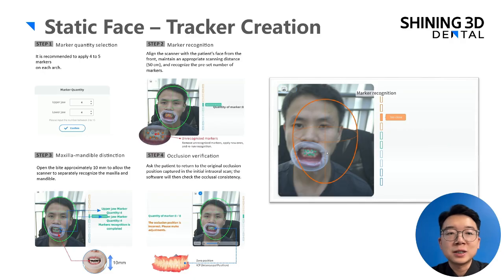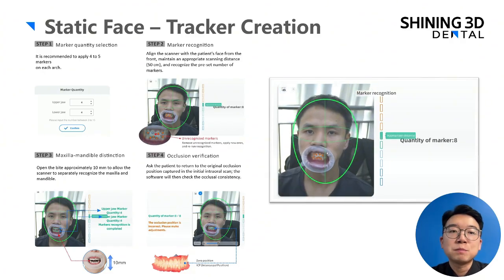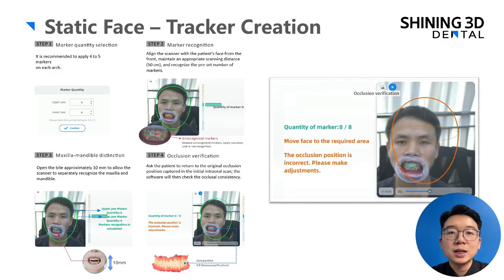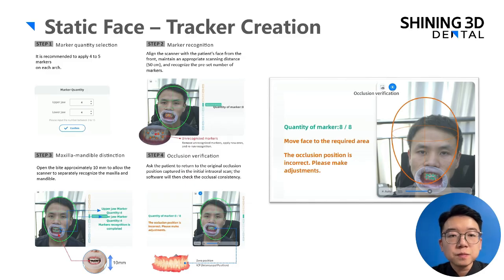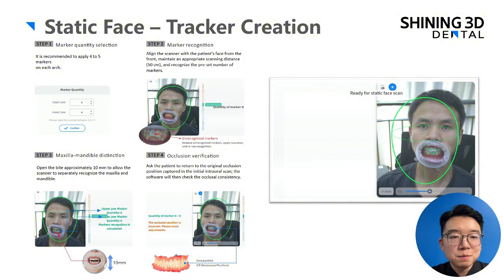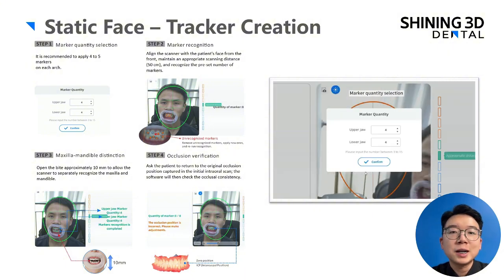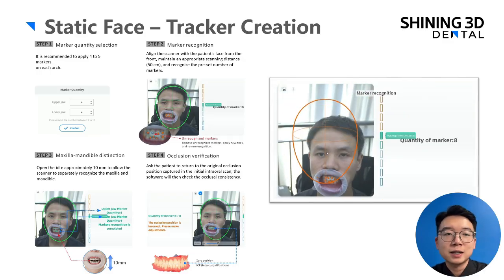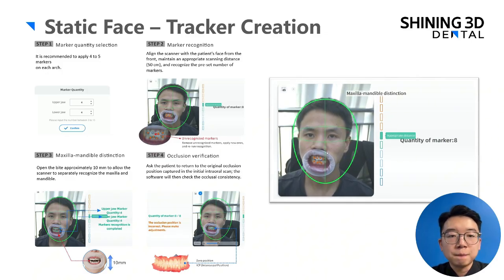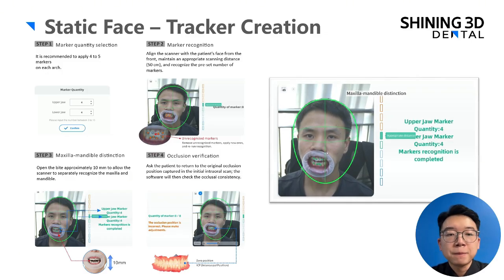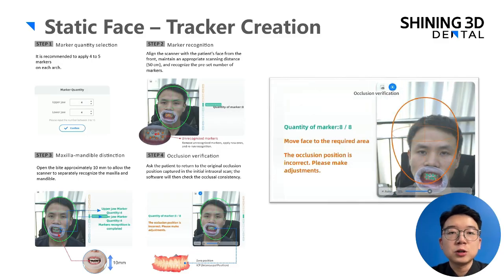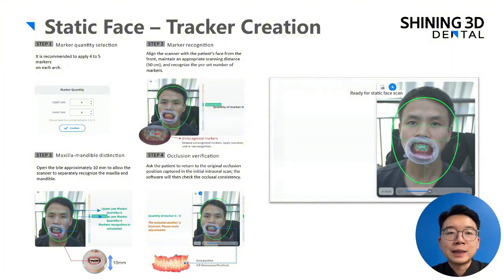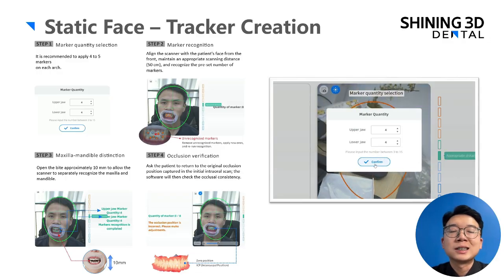Align the scanner with the patient face from the front. Maintain an appropriate scanning distance, 50 centimeters, and then recognize the preset number of the markers. And for the third step, maxilla mandible distinction, open the bite approximately 10 mm to allow the scanner to separately recognize the maxilla and mandible. Then we can enter the fourth step. Ask the patient to return to the original occlusal position captured in the initial intraoral scan, and then the software will check the occlusal consistency.